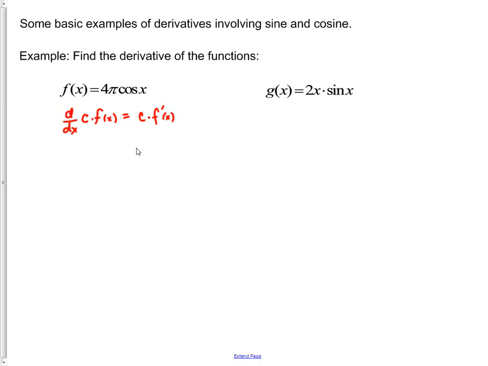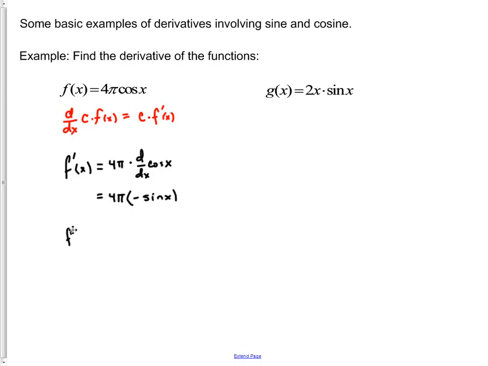So for our case right here, f of x equals 4 pi times the cosine of x. That constant is 4 pi. So f prime of x for us will be 4 pi times the derivative of the cosine of x. And as you showed in your homework, right, remember to do that, it's equal to 4 pi times the negative sine of x.